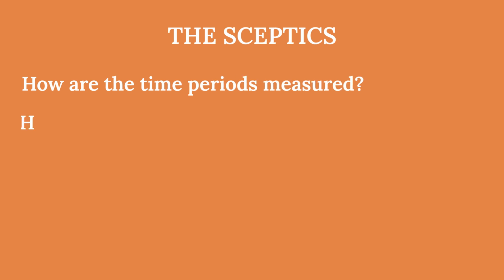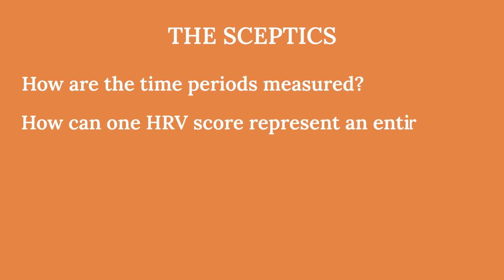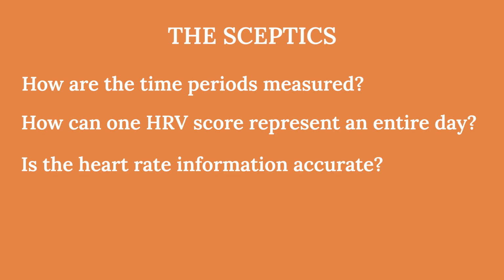Even though fitness trackers typically give you a fixed score for the entire day, HRV isn't fixed and will vary throughout the day depending on your nutrition, breathing, activities, meals eaten. So given the above information, I can see why some people are critical of the accuracy of some of these fitness trackers just due to the amount of variables involved, i.e. how are the time periods measured? How can one HRV score represent an entire day? Is the heart rate information from which HRV is derived even accurate?